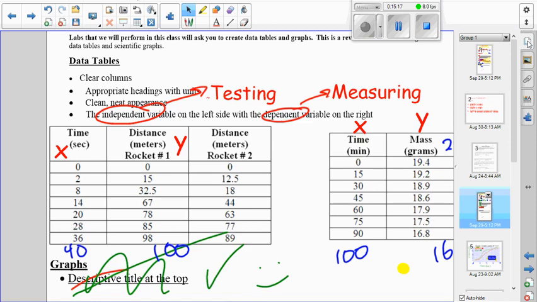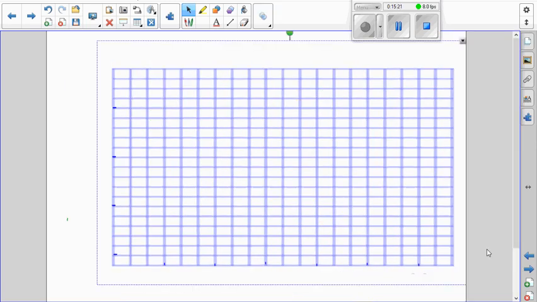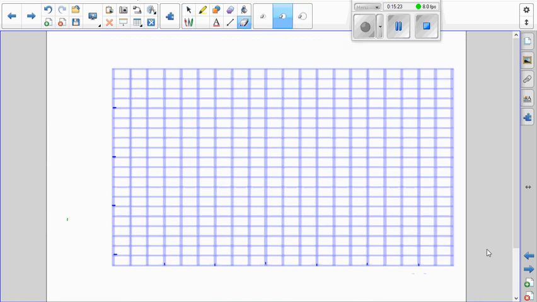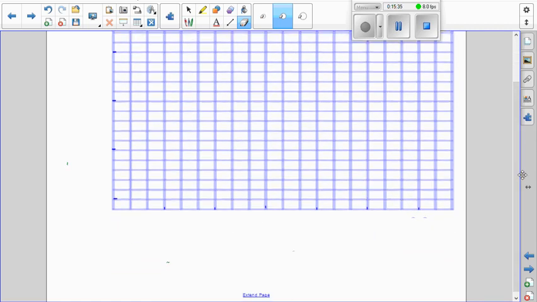Now, let's take a look at how this graph should come out. First thing we should always put on a graph is a title. I put mass loss per minute. Some people put decreasing mass over time. That's fine, whatever you want. I'm going to put my units on here. So my x-axis, what's my independent variable again? And what's the flavor of that? Yeah. There you go. Time in minutes.